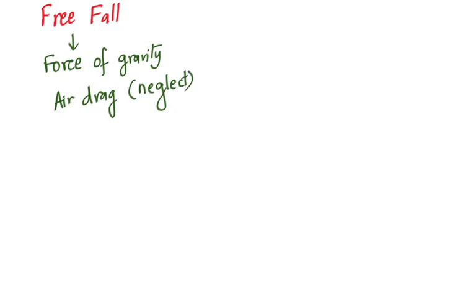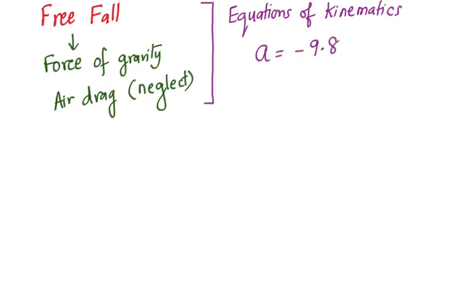Free fall is the motion of an object under the force of gravity, and air drag is neglected. That means there is no air friction considered when we discuss free fall. Now we'll be using equations of motion, which are also called equations of kinematics.